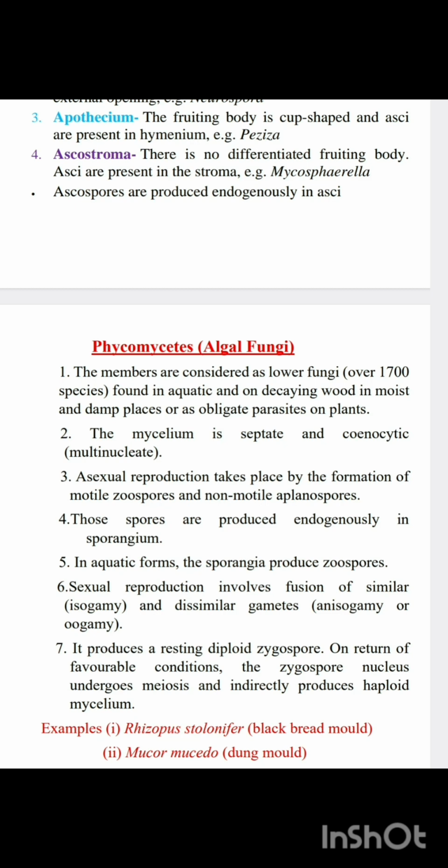Sexual reproduction involves fusion of similar or dissimilar gametes. When the fusion occurs between two similar gametes, it is known as isogamy, and when it is between two dissimilar gametes, it is known as anisogamy. It produces a resting diploid zygospore. On return of favorable conditions, this zygospore undergoes meiosis and indirectly produces haploid mycelium. For example, Rhizopus stolonifer and Mucor mucedo.